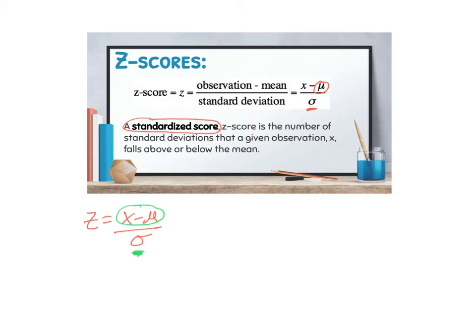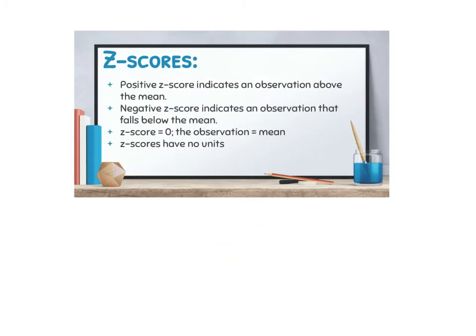If the z-score ends up being positive, it means that our data value was above the mean. If our z-score ends up being negative, that means our observation was below the mean. So, just to reiterate, a positive z-score indicates an observation above the mean. A negative z-score indicates an observation that was below the mean. And a z-score of 0 means that the observation that we looked at was the mean.